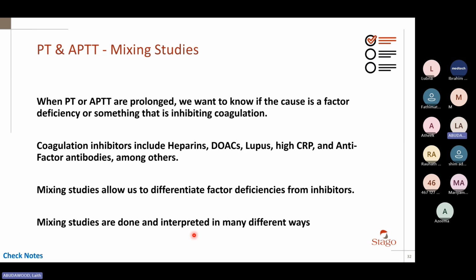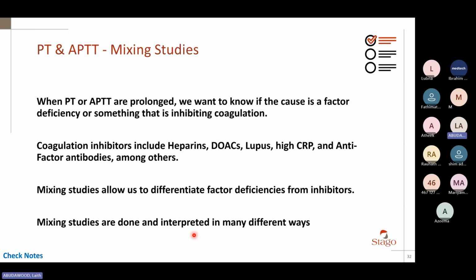Maybe both are prolonged, both PT and PTT. So it can be something related to the common pathway. It can be another source of interference. How can we tell for sure? Or how can we at least narrow our options? We cannot run factor assays, all the factors, every time PT or APTT are prolonged. It will be extremely costly. We cannot run lupus testing every time PTT is prolonged. We cannot run heparin testing every time APTT is prolonged. It doesn't make sense.